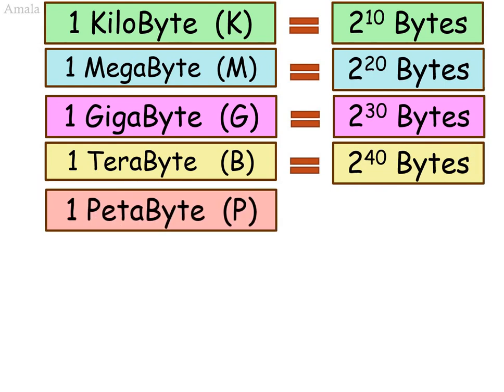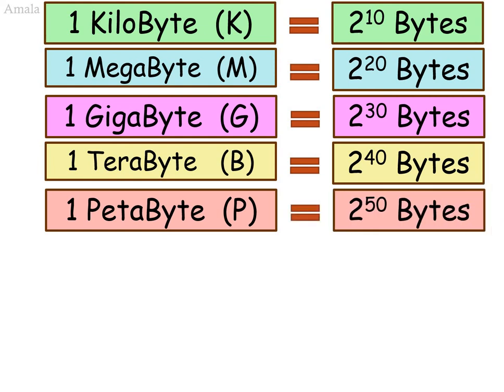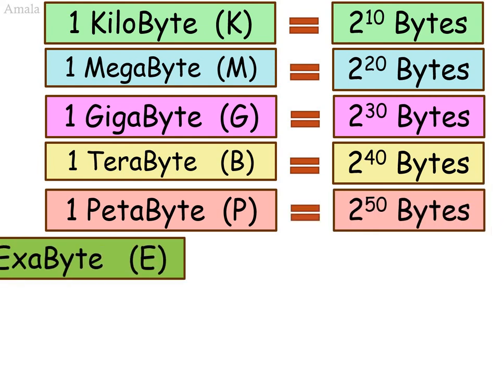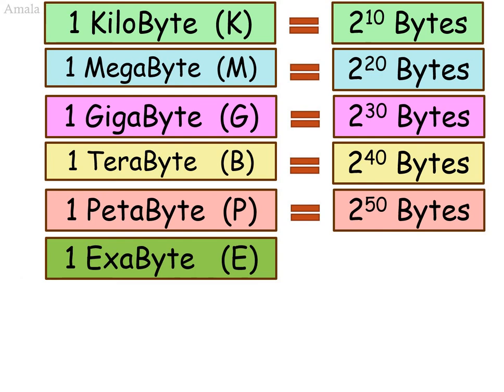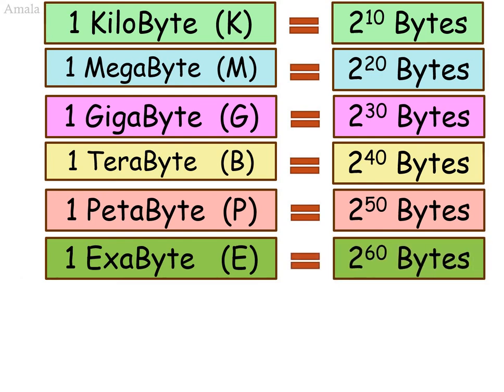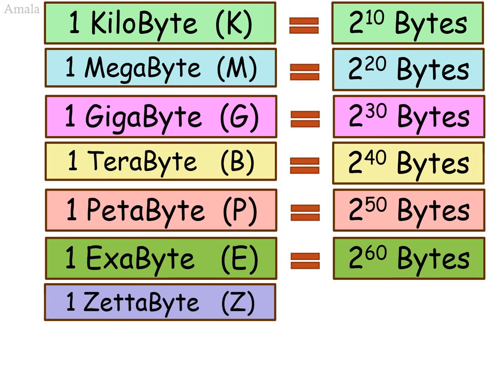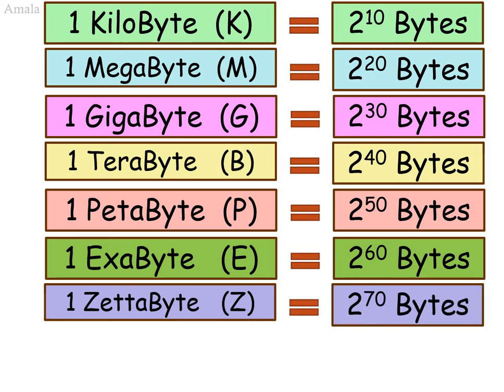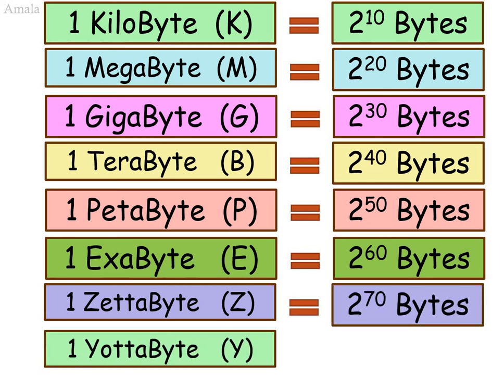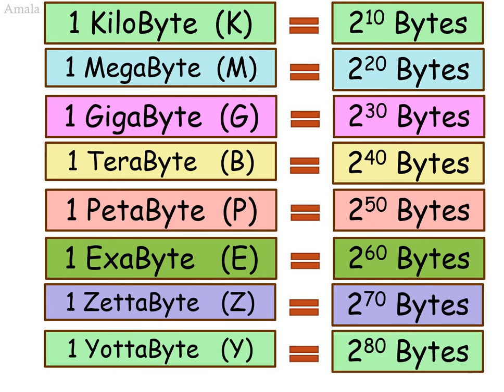1 petabyte is equal to 2 power 50 bytes. 1 exabyte is equal to 2 power 60 bytes. 1 zettabyte is equal to 2 power 70 bytes. 1 yottabyte is equal to 2 power 80 bytes. The present day computers have memories of terabytes.